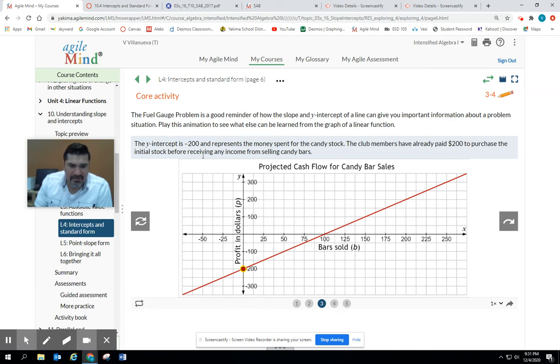Okay, the y-intercept is at negative 200 and represents the money spent from the candy stock. The club members have already paid $200 to purchase the initial stock before receiving any income from selling candy bars.